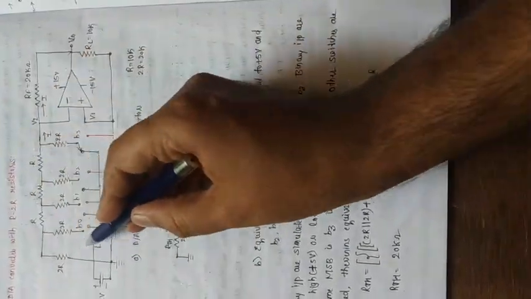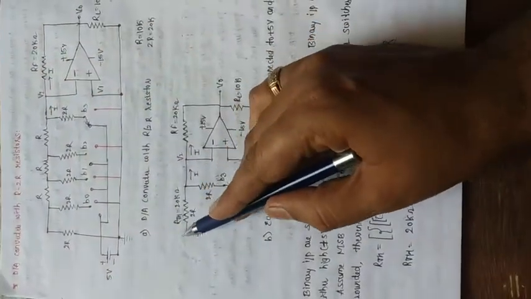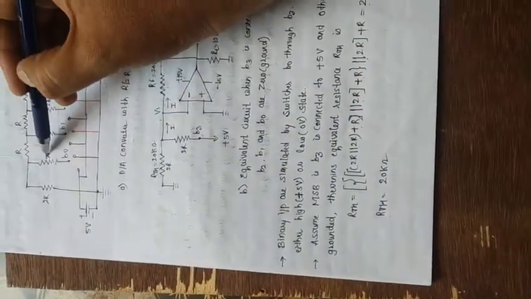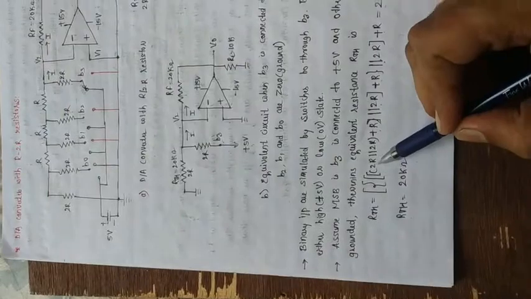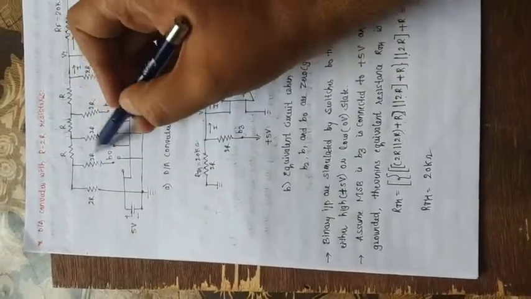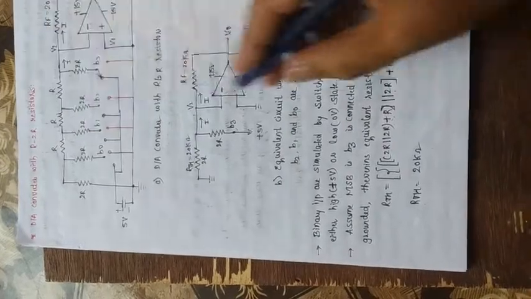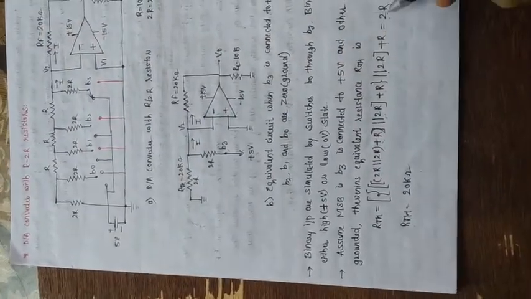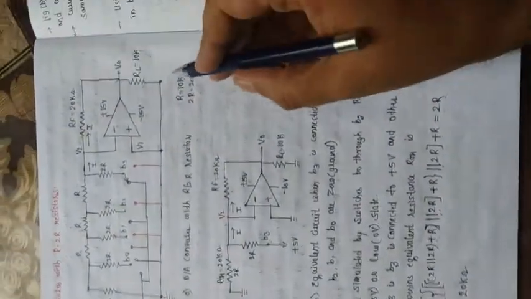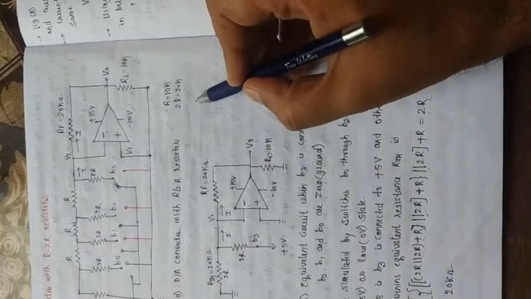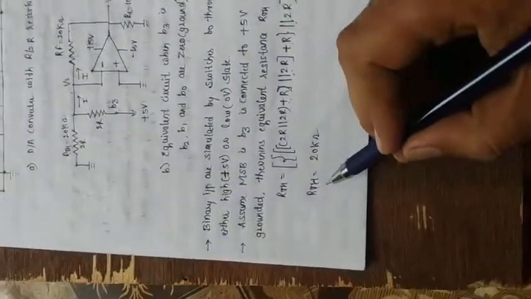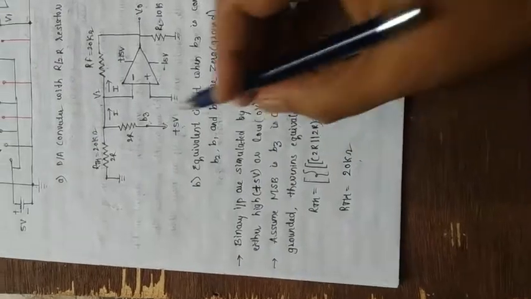So this resistance will be taken as a Thevenin's resistance, because these two are parallel. 2R and 2R are parallel, so taken as R. This answer is in series with this resistance, so plus R. Again these two become parallel, so this parallel. Like this I got the answer as 2R. Here we have taken R is equal to 10K, so 2R becomes 20K. So here RTH is equal to 20K.